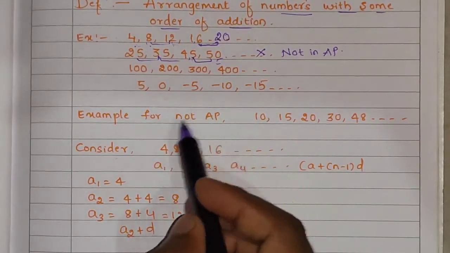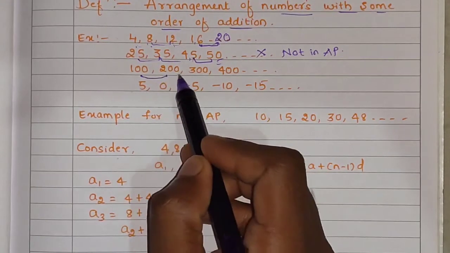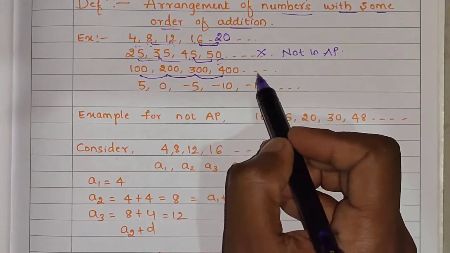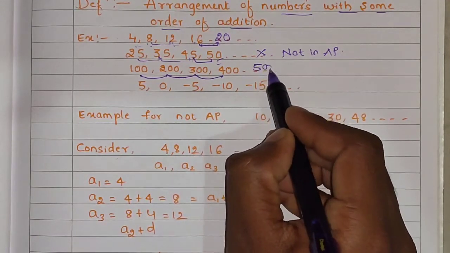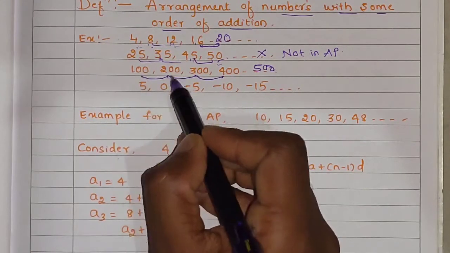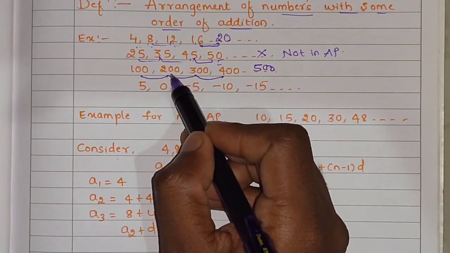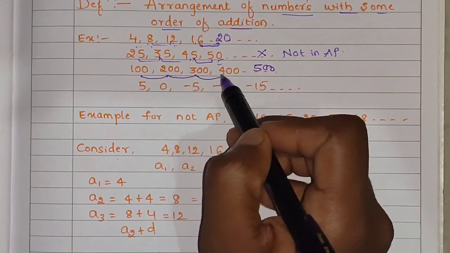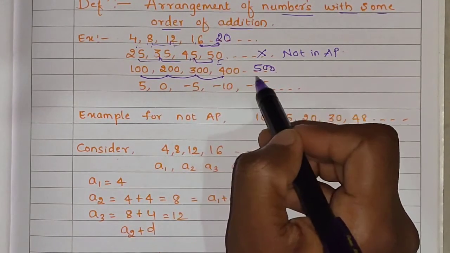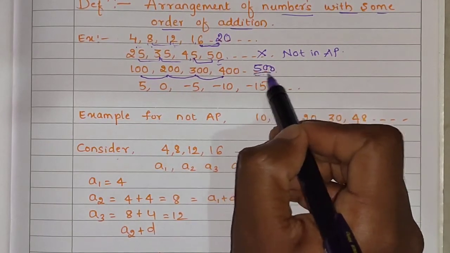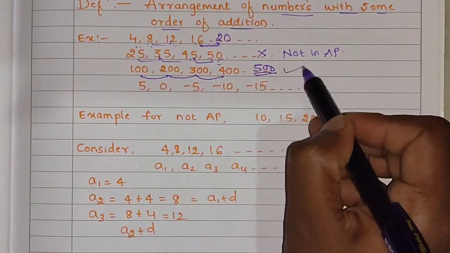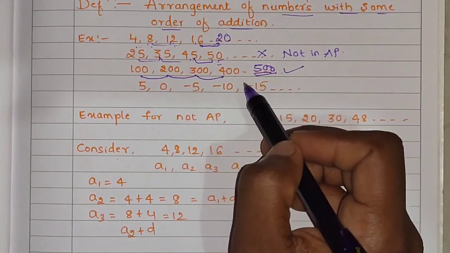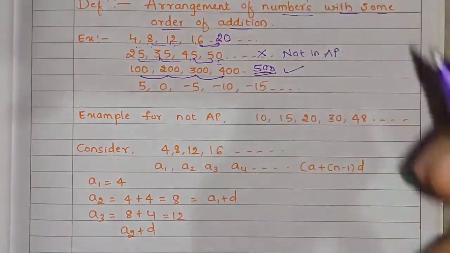Like that, one more example we can take: 100, next number 200, 200 then 300, 300 then 400. It means we can predict the next number, that is 500. How? The difference between 100 and 200 is 100. 200 added by 100 gives rise to 300. 300 added by 100, the answer is 400. 400 added by 100, therefore our next number will be 500. It is in arithmetic progression because the numbers are arranged according to some order. Like this, the sequence is called an arithmetic progression.